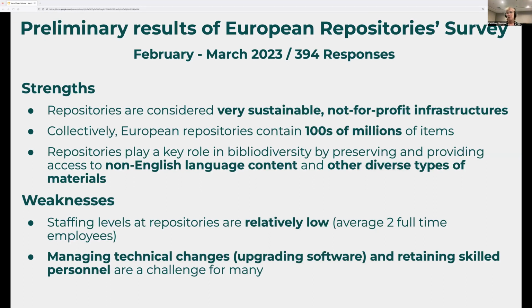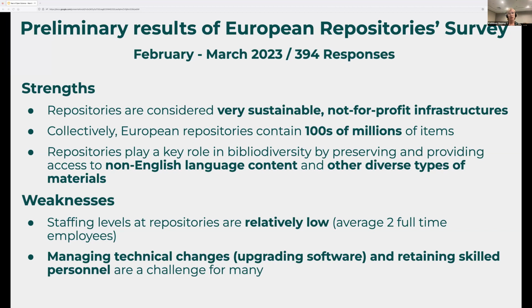This is maybe not so relevant for people outside of Europe, but I think the results are very generalizable, especially to the United States and other Western countries. We at CORE, with LIBER, OpenAIRE, and SPARC Europe, did a survey of repositories in Europe in the spring. The preliminary results were that repositories are very sustainable, not-for-profit infrastructures, easy and accessible to researchers and users. They already contain hundreds of millions of items, and they play a key role in supporting bibliodiversity.